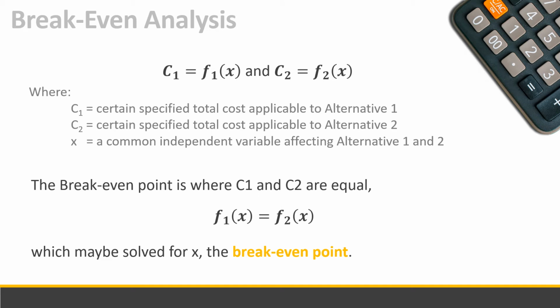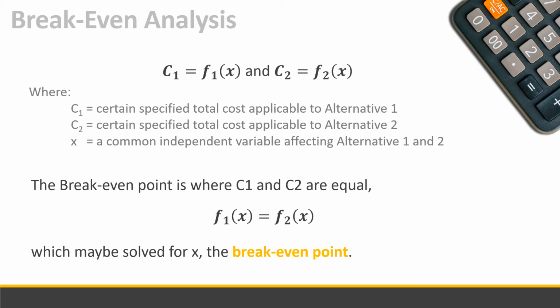So, for example, you have alternative C1 and alternative C2. That is the function of x and function of x. C1 is a certain specified total cost applicable to alternative 1, and C2 is the certain specified total cost applicable to alternative 2, and x is the common independent variable affecting alternatives 1 and 2. That is why it is a function of x. So the break-even point is where C1 and C2 are equal. So this is f sub 1 of x is equal to f sub 2 of x, which may be solved for x. So that is the break-even point.